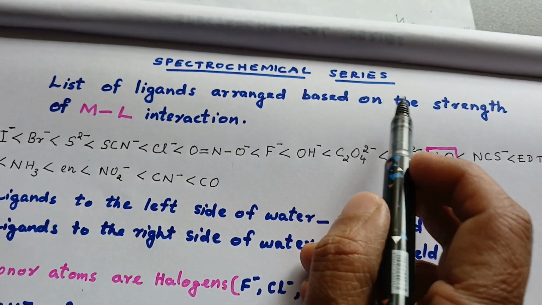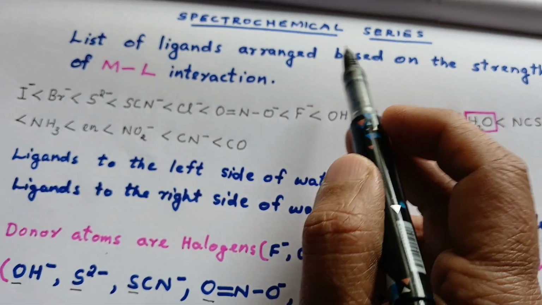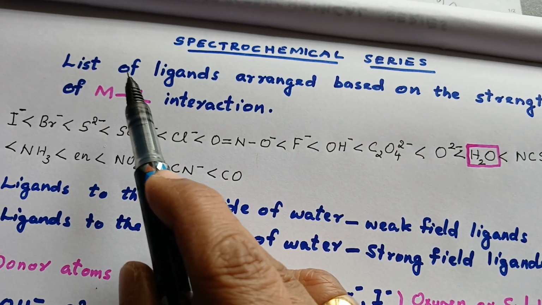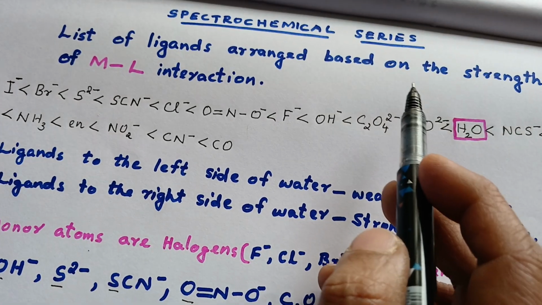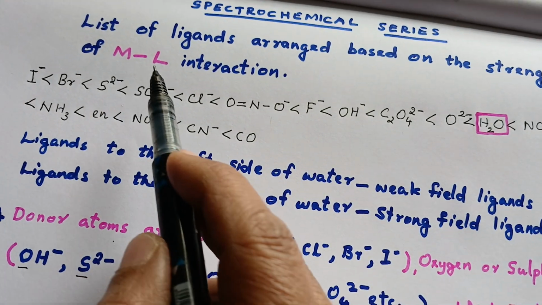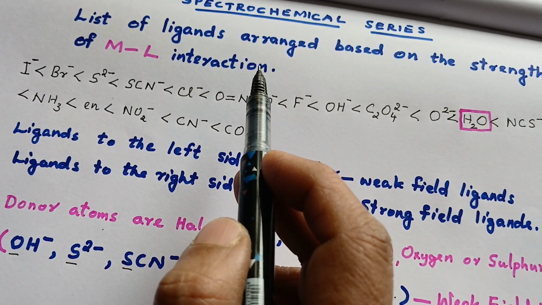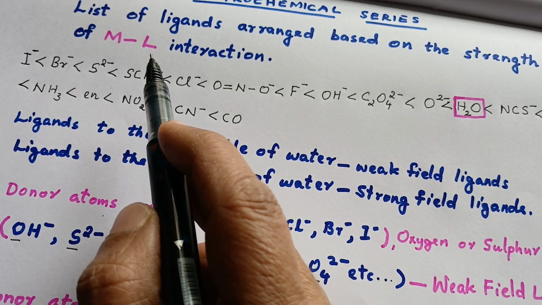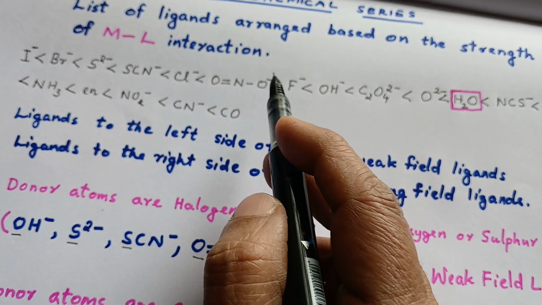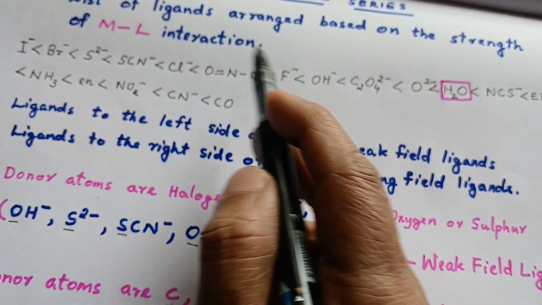Let us take a look at the spectrochemical series. The spectrochemical series is a list of ligands arranged based on the strength of the metal-ligand interaction. That is the type of interaction happening in coordination complexes.